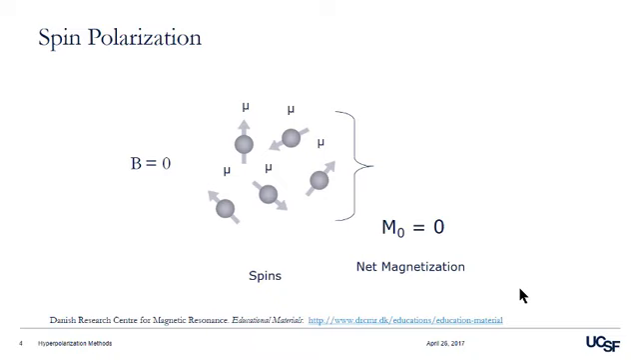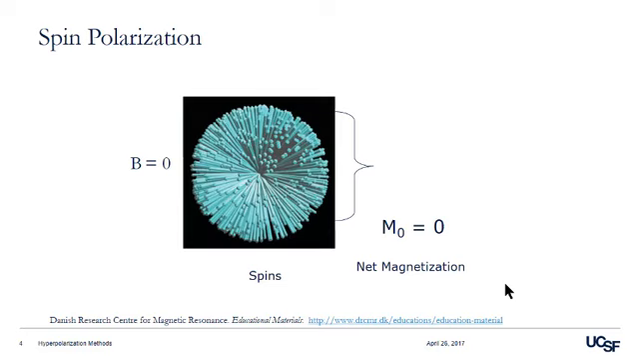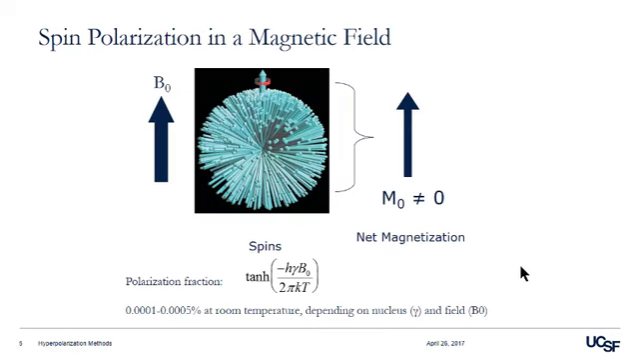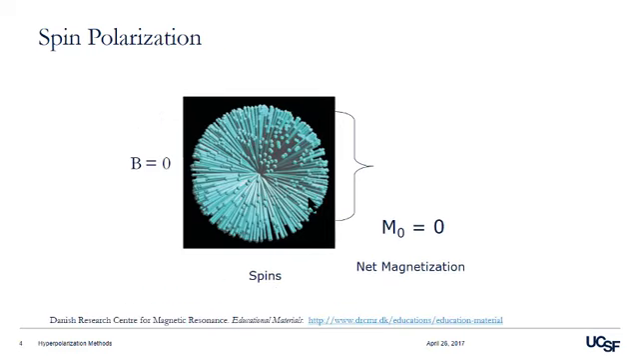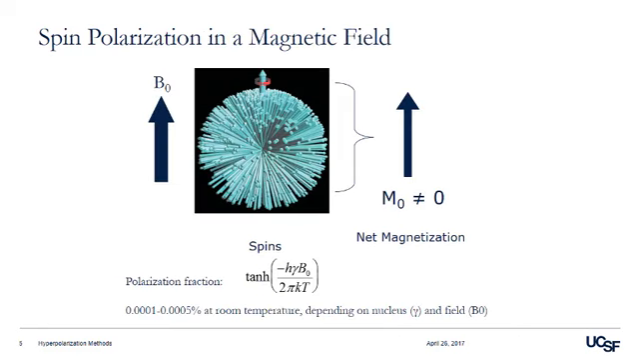I won't spend too much time on this, but spin polarization, as I assume most of us here are aware: in the absence of a magnetic field, we have randomly oriented spins, and in the presence of a magnetic field, we get some orientation. The basis of all other types of non-hyperpolarized MR is this small polarization fraction, a fraction of a percent, depending on our nucleus and field strength. And so all the rest of MRI is basically built on this small percentage.